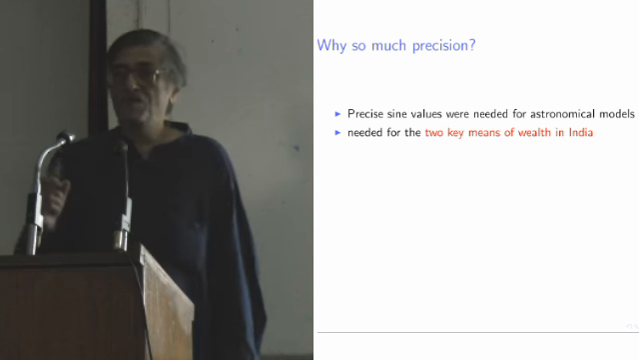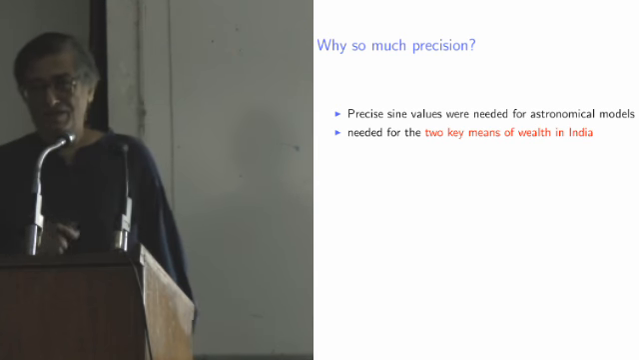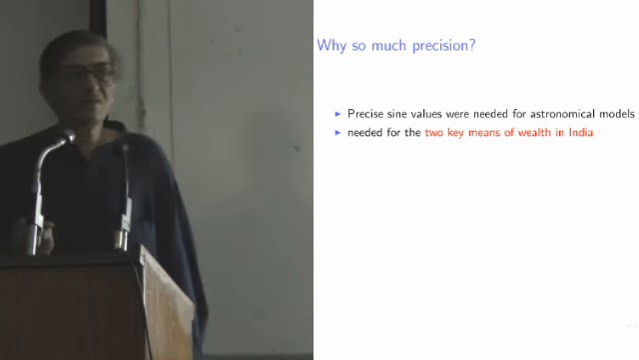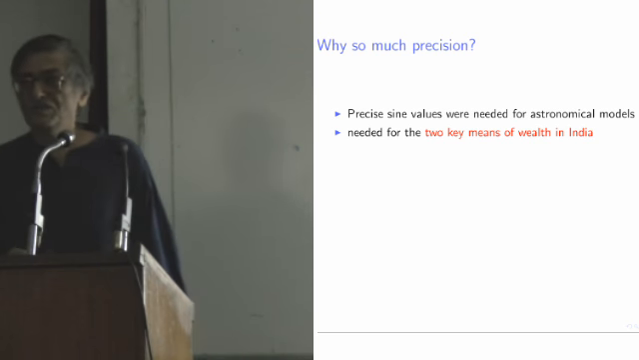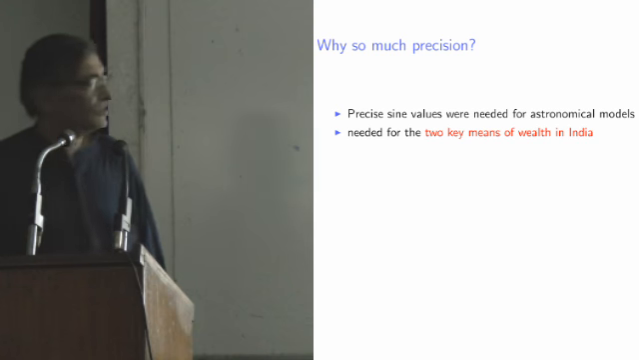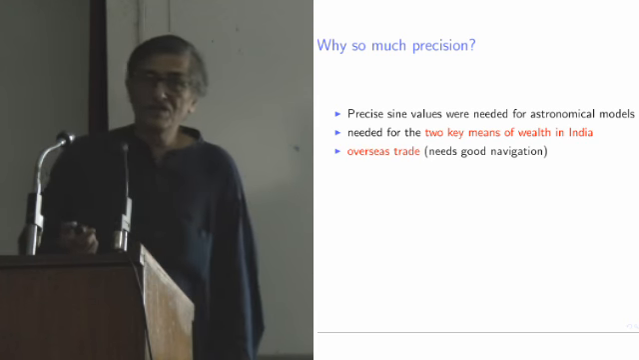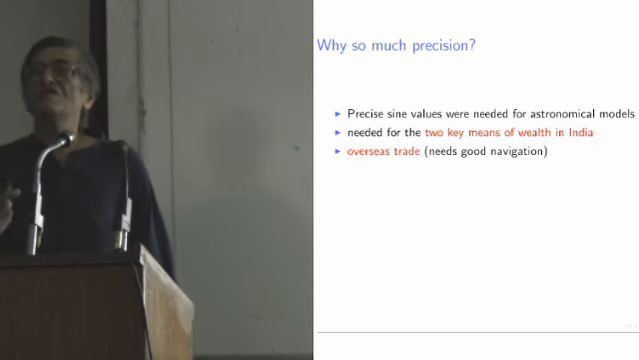So it was needed for the two key means of wealth in India. What were the two key means of wealth? Agriculture and foreign trade. Traditionally, those were the two key means of wealth. So for overseas trade, you need a good system of navigation.